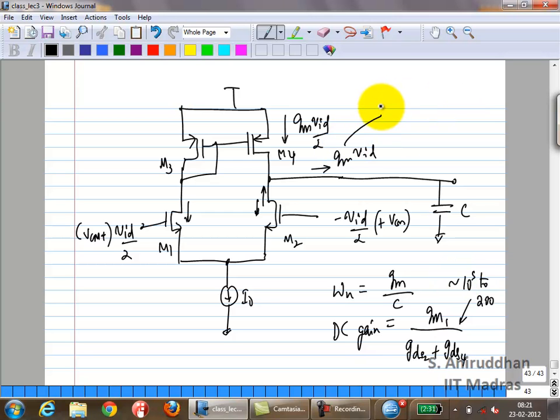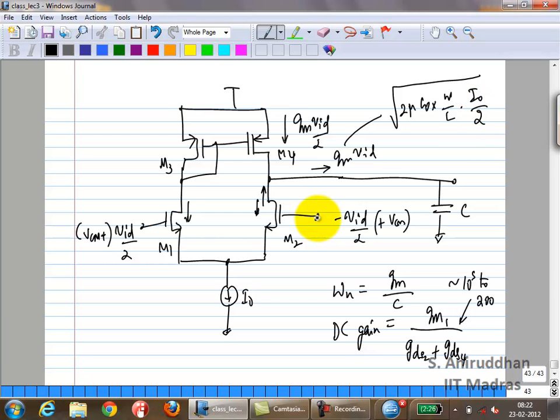What is this GM? What is the value of that? Just remember that. It's actually I naught by 2, because we are talking about the GM of each device. Don't use I naught.